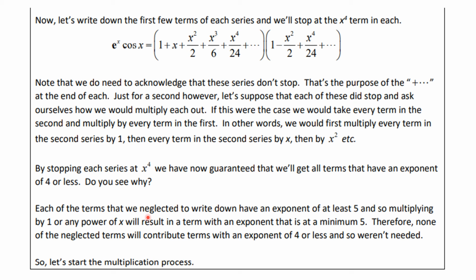Now, each of the terms that we neglected to write down has an exponent of at least 5, so multiplying by 1 or any other power will result in an exponent that is at a minimum of 5. And so we're going to be ignoring those. We'll see if we need them when we do the calculation. So let's start the multiplication process.